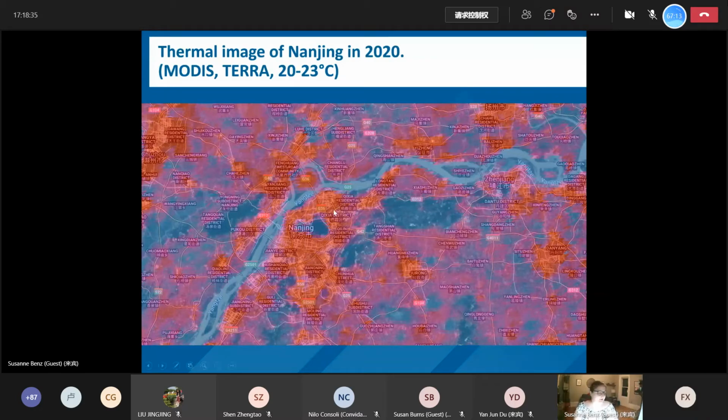And you will notice the city is notably warmer than its rural background. Because what you are seeing here is that Nanjing is a prime example of what we call an urban heat island. So the city is warmer than its rural surrounding.